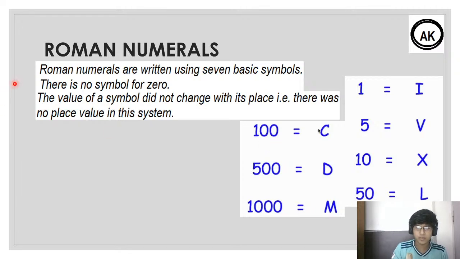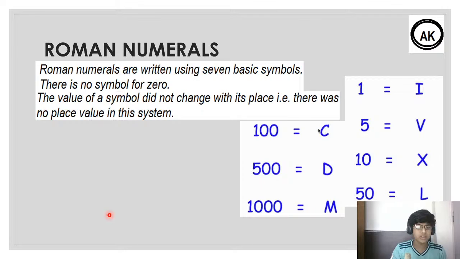So what are Roman numerals? Roman numerals are written with 7 basic symbols. So what are the 7 basic symbols? You must be confused. We'll start from the beginning. I means 1. V means 5, X means 10, L means 50, C means 100, D means 500, M means 1000. We will learn ahead how they are used. So identify these basic symbols.